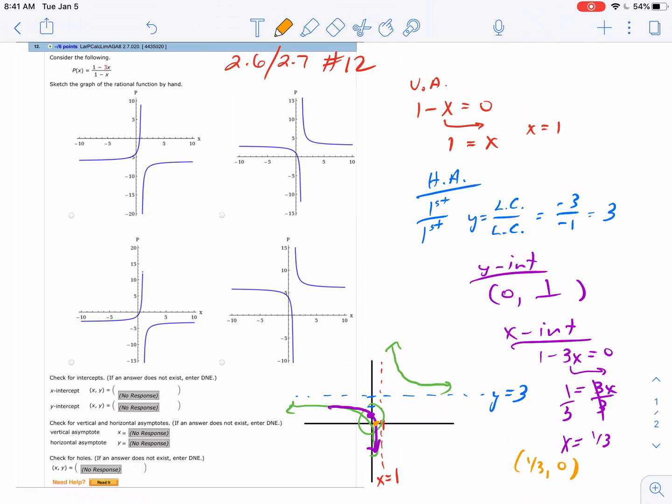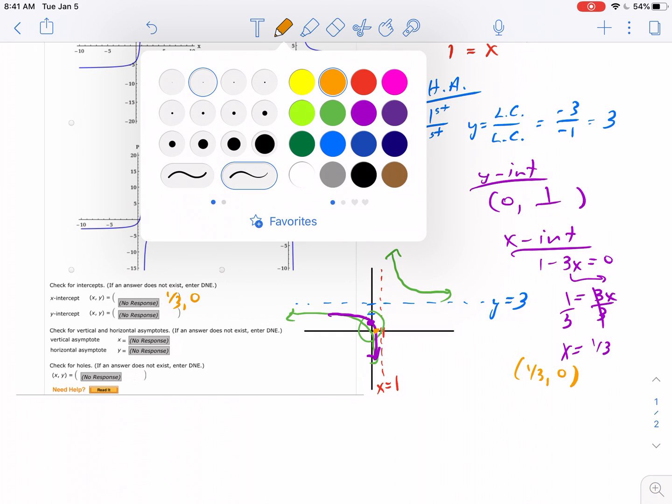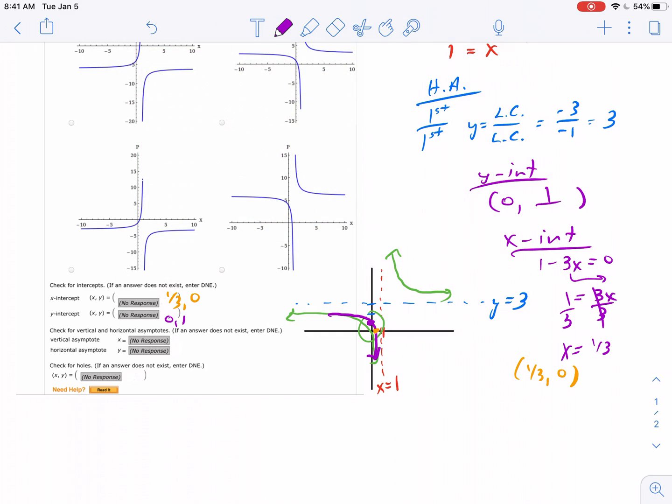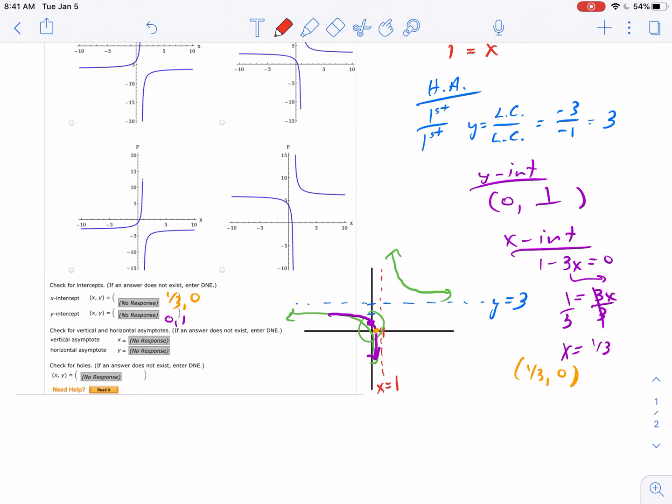So now we want to answer those questions that are at the bottom. And so the x-intercept would be 1/3, comma 0. The y-intercept, we said, was 0, 1. The vertical asymptote was at x equals 1. The horizontal asymptote was at y equals 3. And then remember, we didn't have a slant, so answer D and E for that slant.